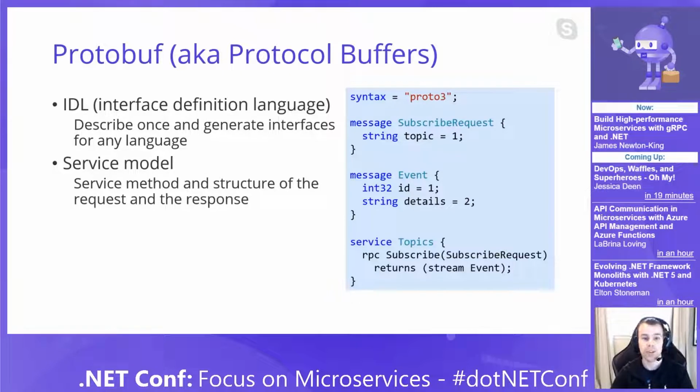This proto file was also used to define a service model. So the service is like the structure of the calls that people are able to make to a service. So here we can see we've got a topics service, which has a subscribe method. You can think of a service in gRPC like a controller in MVC and a method like an action.